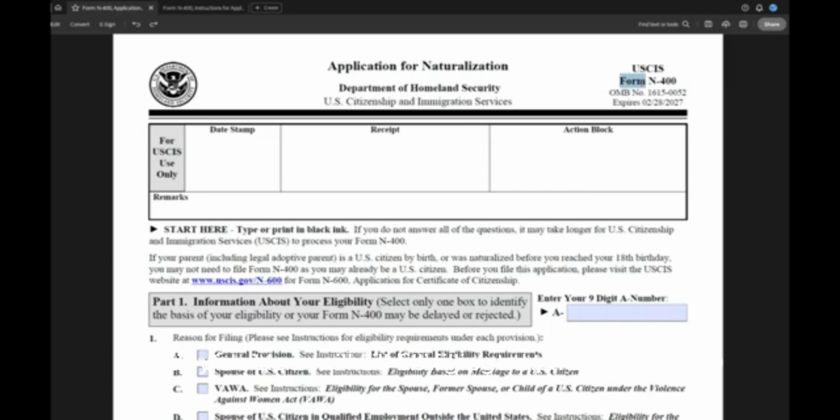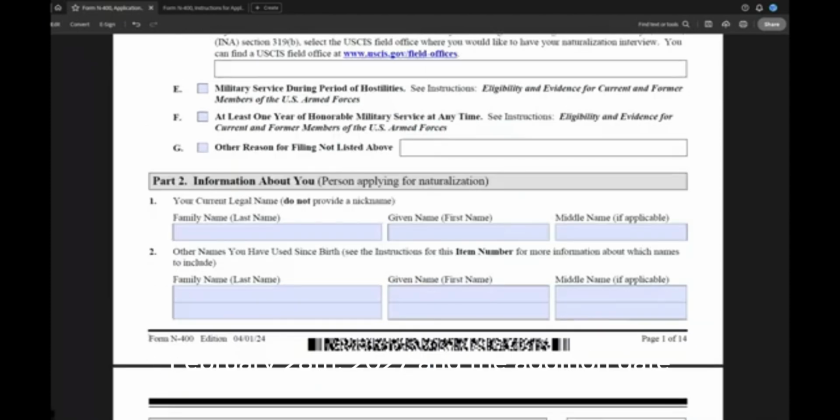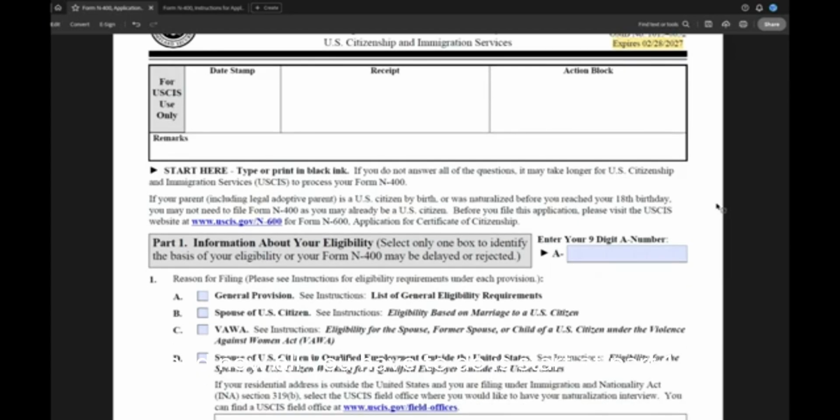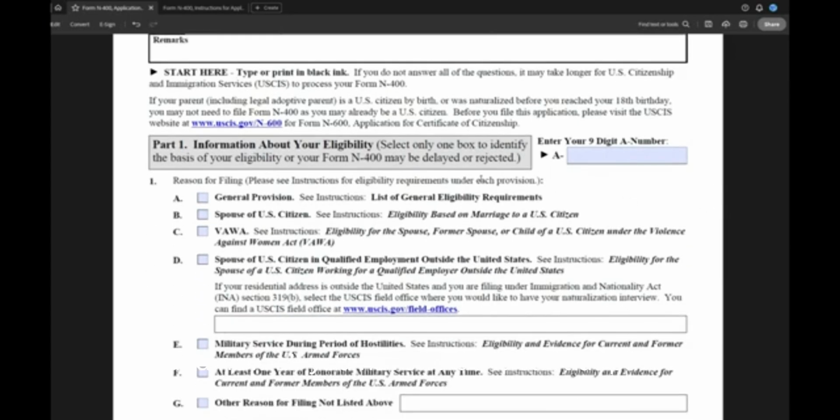In this video, we will be filling out the form N-400, the application for naturalization together. The expiration date for this current form is February 28th, 2027, and the edition date, which you can find at the bottom of each page, is April 1st, 2024. If you're filling this out by yourself, obviously you can skip this whole top part, and now all you have to do is start at part 1.